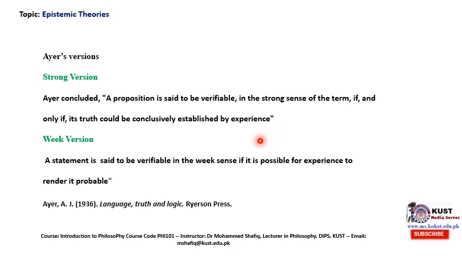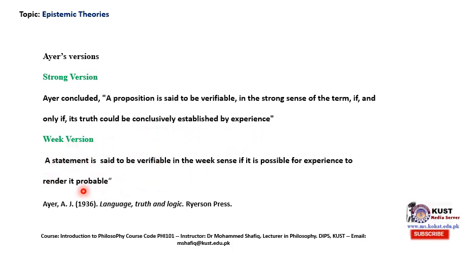So it means that a proposition is said to be verifiable when its truth is established by experiences. In other words, we can say the truth should be an empirical one. It should be established by experiences, sensory organs. It may be direct or indirect. The strong version says it's conclusively, it's totally established by experiences.